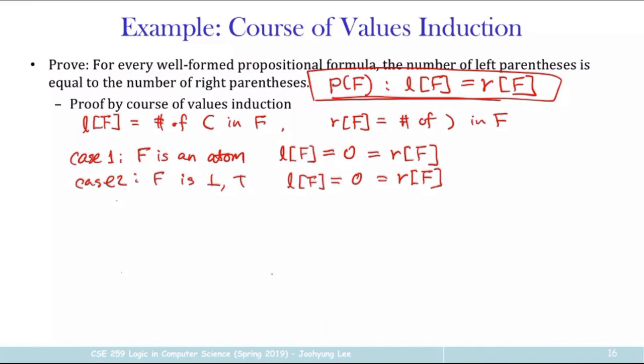Okay, so these are the base cases. That's easy because there are no parentheses in those two cases. What about case 3? Case 3 says that if f has the property P, assuming that f has the property P, that's the induction hypothesis, prove that (¬f) has the same property P.